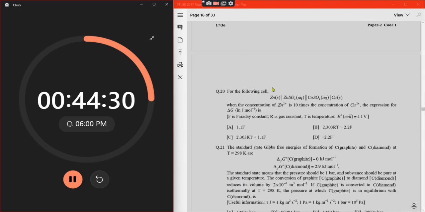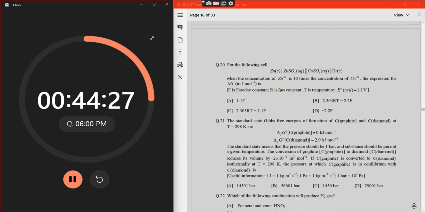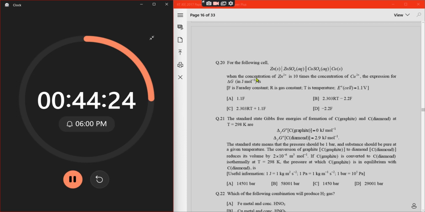20. For the following cell, when the concentration of Zn2+ is 10 times the concentration of Cu2+, the expression of delta G in joule per mole is... Okay, what's Faraday's constant? What is E cell that you gave us? What is happening in this, with copper and zinc sulfate? A positive charge comes out, right? So your Cu2+ is going over there, and then your reaction is what? Cu2+ to Cu solid.